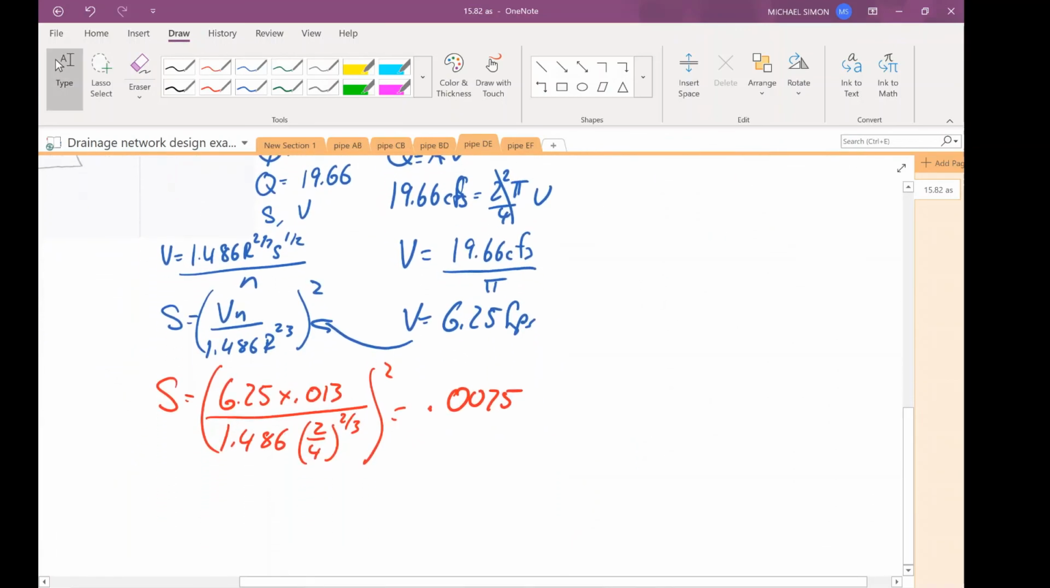What I'm looking for is I want to make sure I'm not off by a factor of 10, where I'm getting a slope of 0.075. That would be a big mistake. If you're off a thousandth or so of a percent, we're in the right ballpark where we need to be with that.